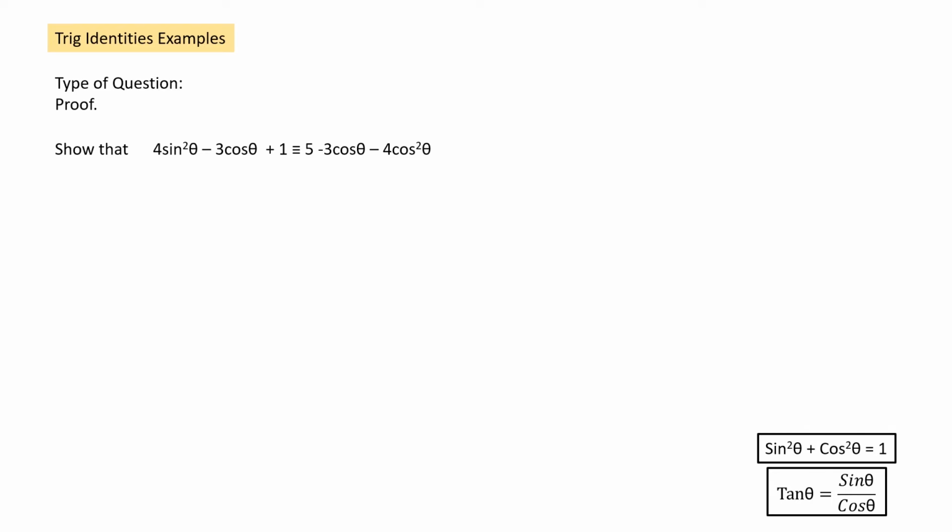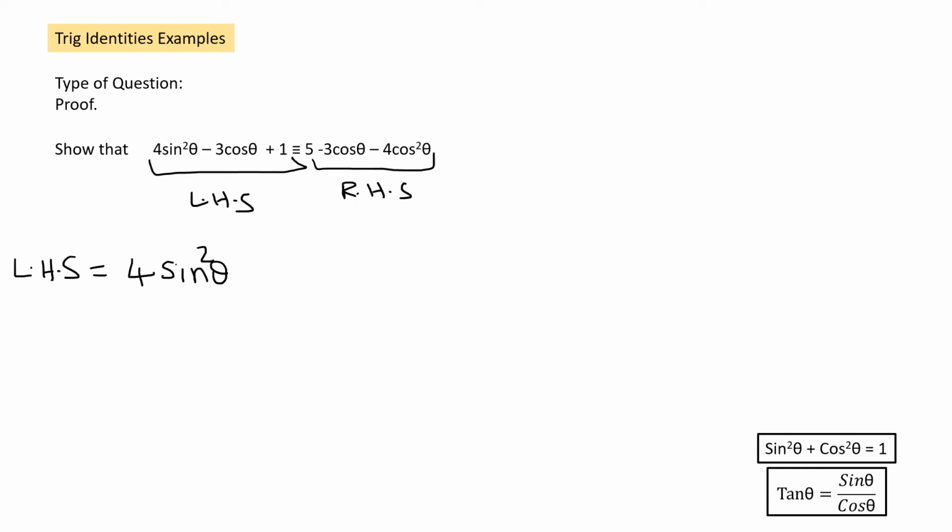Similar to the previous video, we will use this as the left hand side and this is the right hand side. We will start from the left hand side and get the right hand side. Left hand side is 4 sin square theta minus 3 cos theta plus 1. If you look at the right hand side, we have only cos, so we need to get rid of the sine. So we have sin square theta, and we can use the first identity, which is sin square theta plus cos square theta equal to 1.